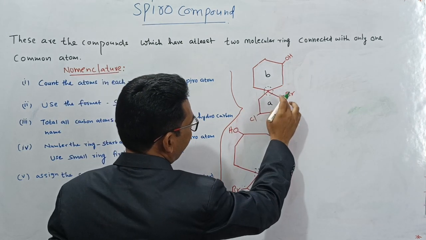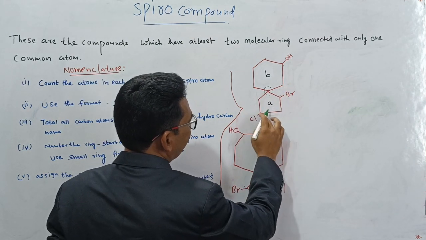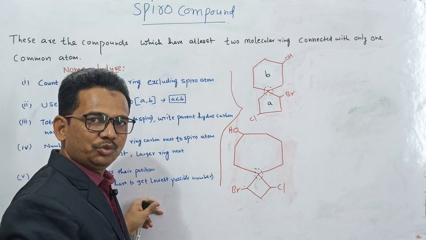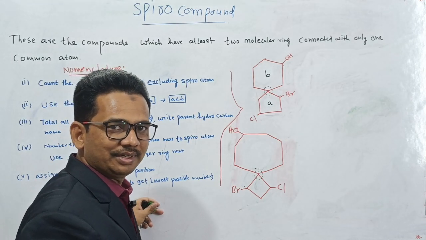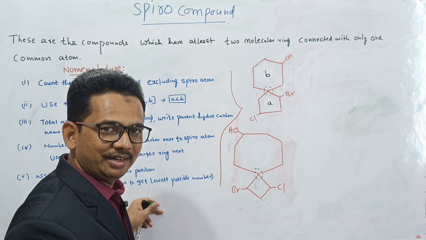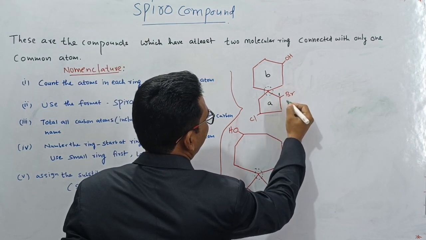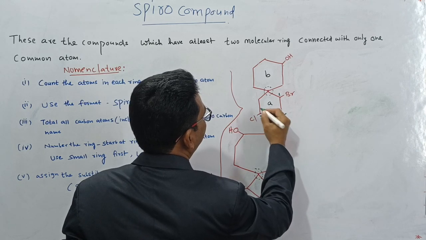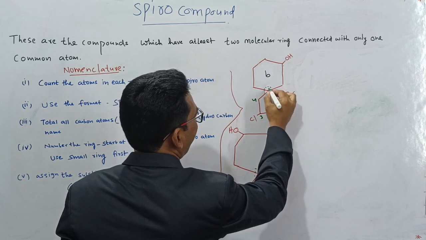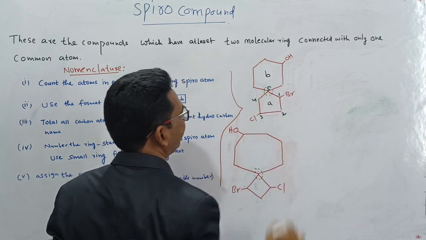If I come from this side, 1, 2, 3 — 1 and 3. Is 2 and 4 bigger, or 1 and 3 bigger? 2 and 4 is the bigger. 1 and 3 is the lowest possible. That's why the numbering I have to give from here is 1, 2, 3, 4. Then you have to give numbering for this also, 5.